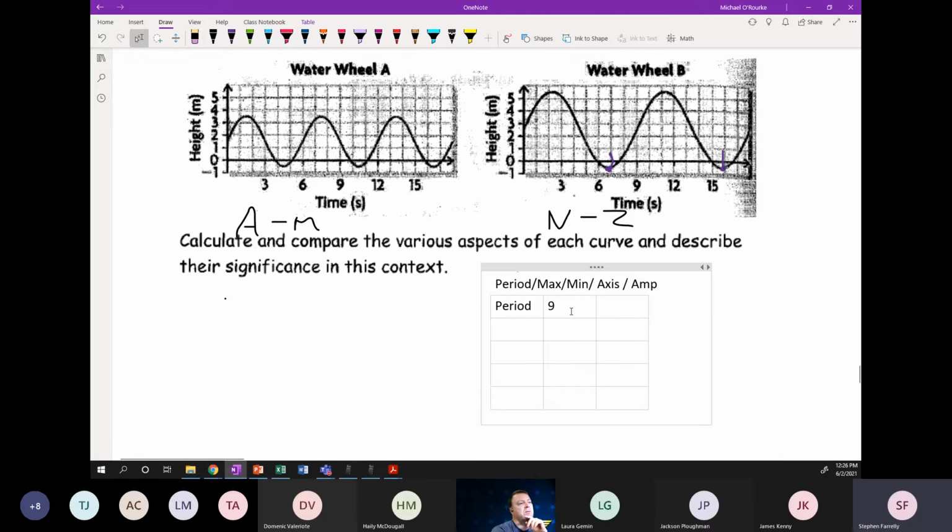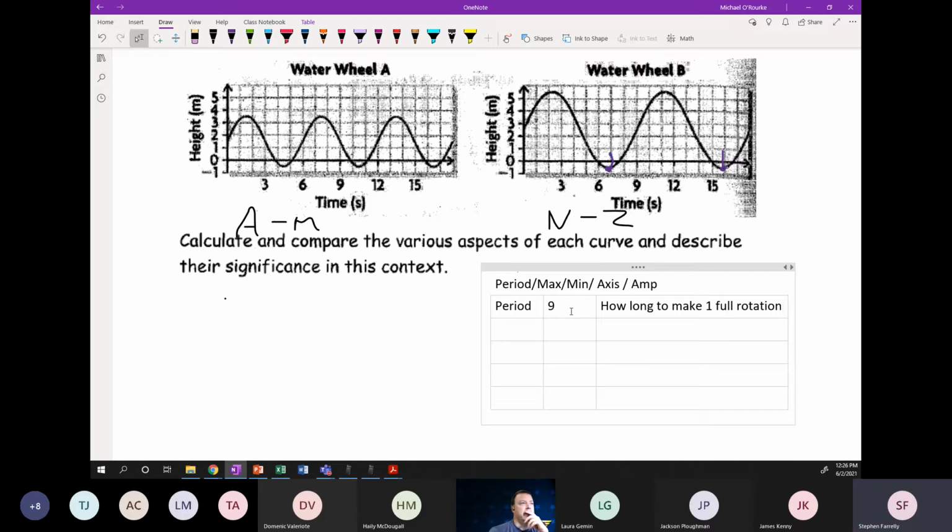And what's the context in the case of a water wheel? It's periodic, so it goes up and down. So how long to make one full rotation? 9. Make sense? Yeah, no, exactly. But I mean, like 9 seconds to make one full rotation.